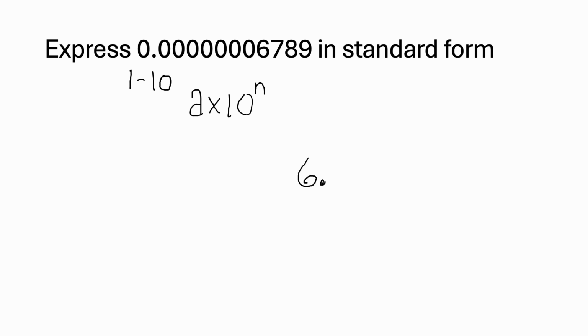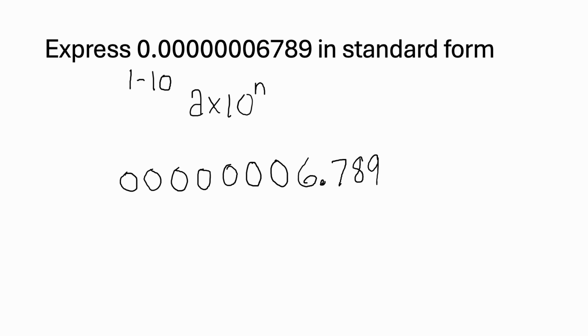So it'll be 6.789. Now we need to work out how many times we need to move our decimal place to the left by. So how many zeros are there? 1, 2, 3, 4, 5, 6, 7. Right? I'm just going to write 7 zeros to the left. 1, 2, 3, 4, 5, 6, 7. Very important to double check, guys.